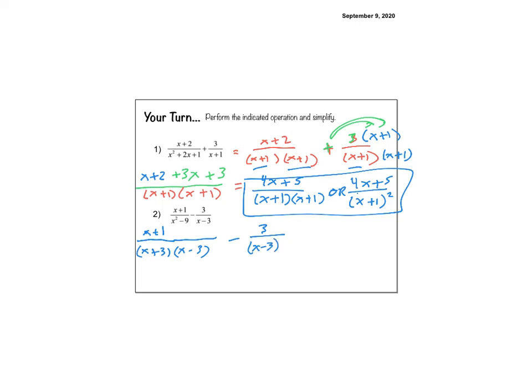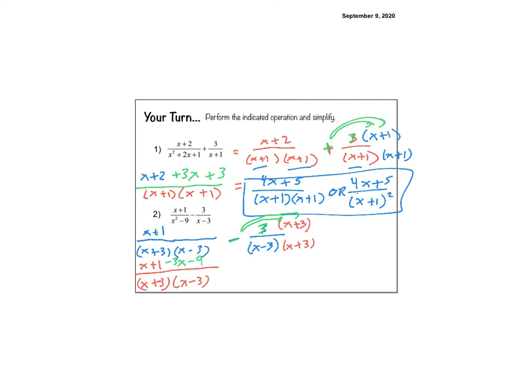Notice the second fraction over here is missing an x plus 3 in the denominator. So I'm going to multiply the numerator and denominator by x plus 3. I'm going to write down the common denominator. So I'm going to rewrite the x plus 1 down. And then I'm going to distribute. I've got a minus 3. I'm going to distribute that through the parentheses there. So minus 3 times x is a minus 3x. A minus 3 times 3 is a minus 9.